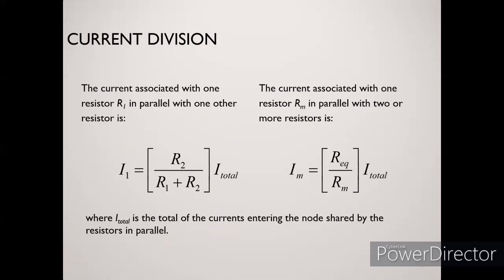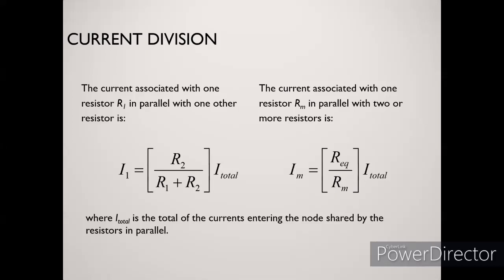So in current division, the current associated with one resistor in parallel with another resistor is I1 equals R2 over R1 plus R2 times I total. The current associated with one resistor, Rm, in parallel with two or more resistors is Im equals R equivalent over Rm times I total.